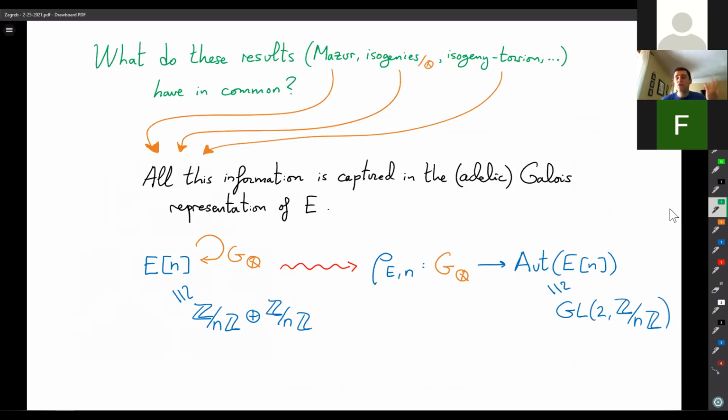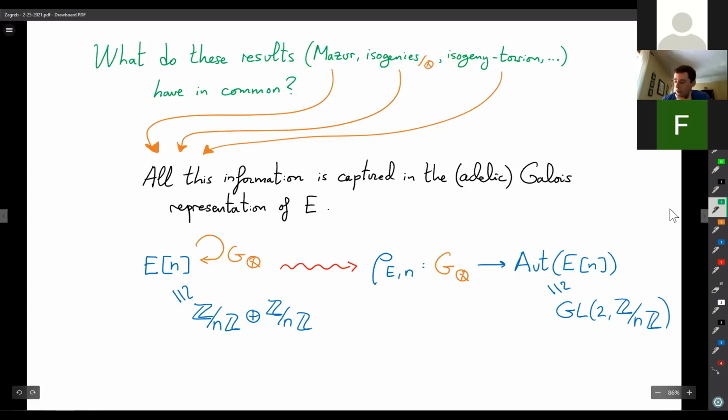Mazur's classification of torsion subgroups over Q, the classification of what cyclic isogenies happen over Q, isogeny torsion graphs. And the key is that all this information is actually encoded in the adelic Galois representations. And each one of these pieces of information is telling you some bits of things that happen in the adelic Galois representation, but not the entire Galois representation, just some bits of information that happen there.